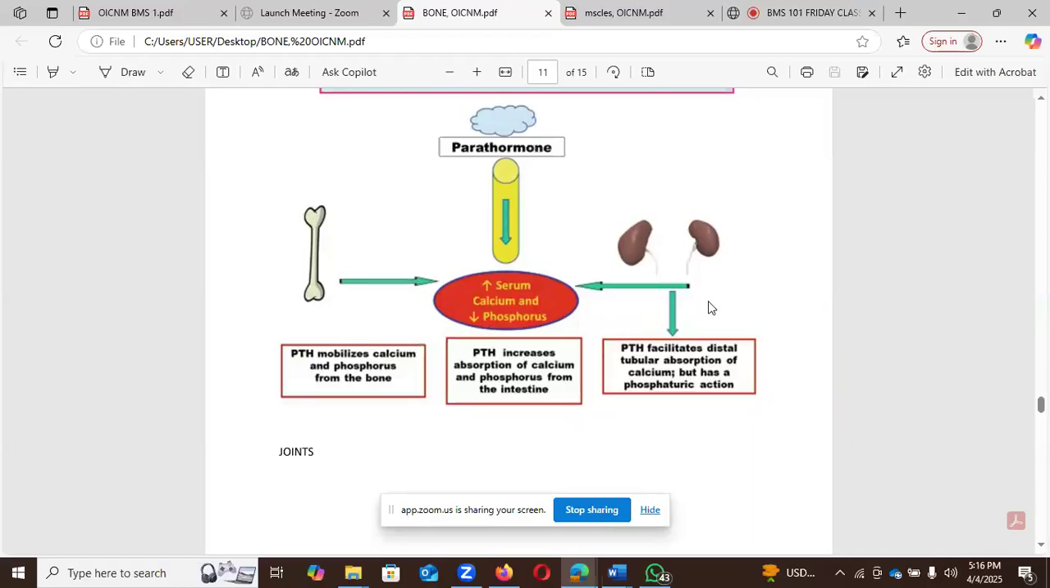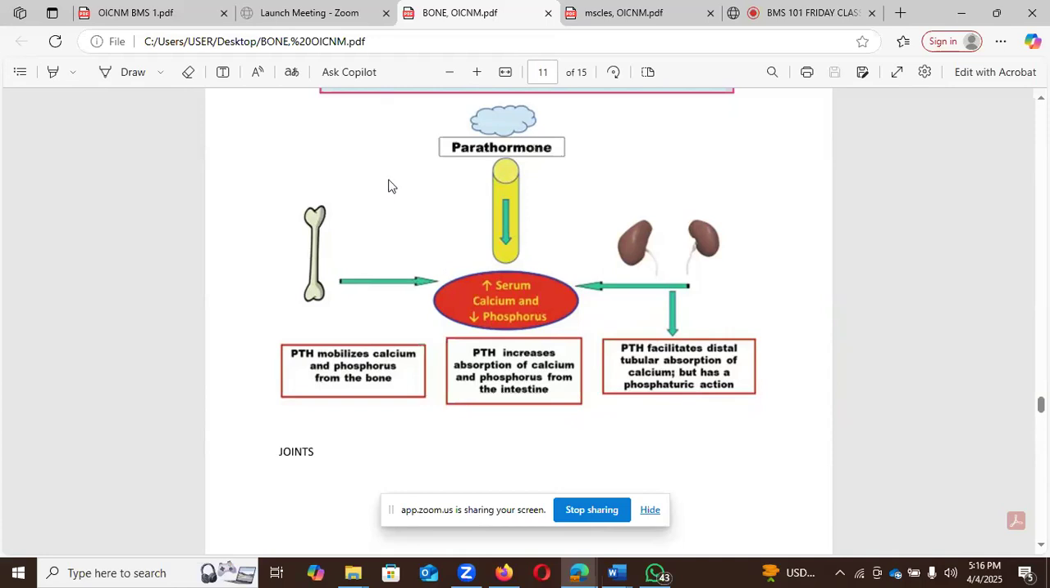So the kidney, the intestine, and the bone are the three organs that regulate calcium and phosphorus level in the blood through the help of parathormone. Okay, so this is how mineralization happens in the bone.